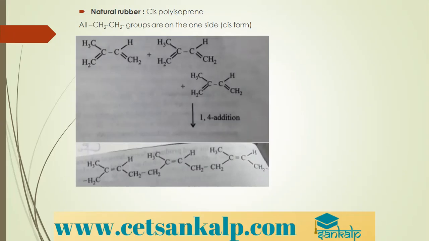One is from origin, one is from the structure, one is from the molecular forces present in them, another is the type of reaction taking place, addition or condensation, and another is the type of monomers present. If there is a single type of monomer, we call it a homopolymer. If there are two different types of monomers, we call it a copolymer. So here are some examples of polymers.